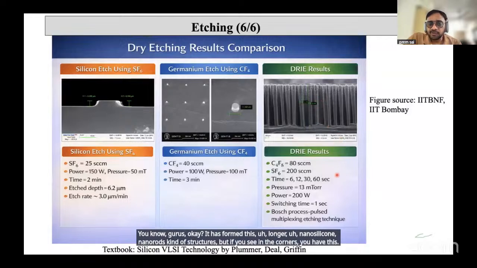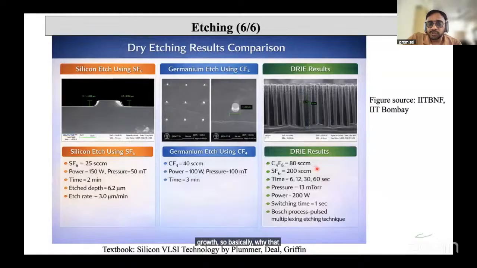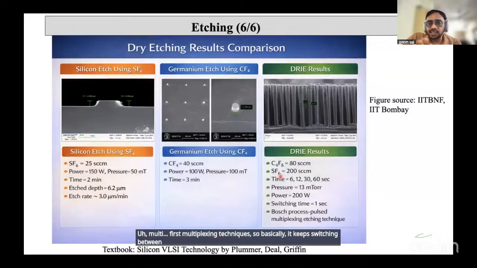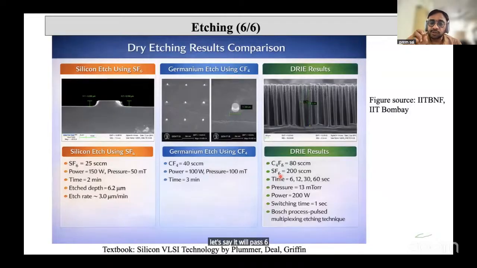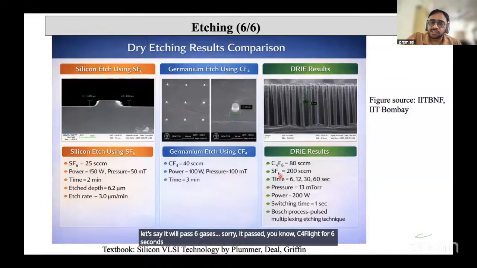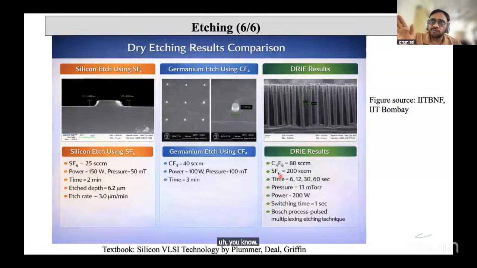So why are those grooves coming? DRIE uses a process called the Bosch process. It uses a multi-pulsed multiplexing technique, so it keeps switching between the gases. It passes C4F8 for, let's say, 6 seconds, then turns off, and then SF6. SF6 is reactive with silicon, but the C4F8 will passivate the surface.